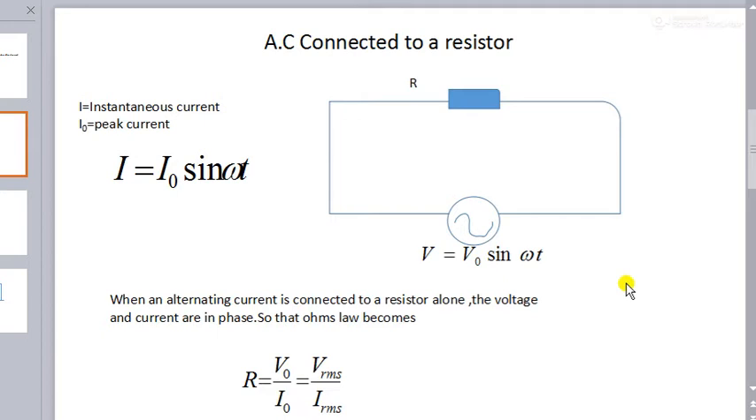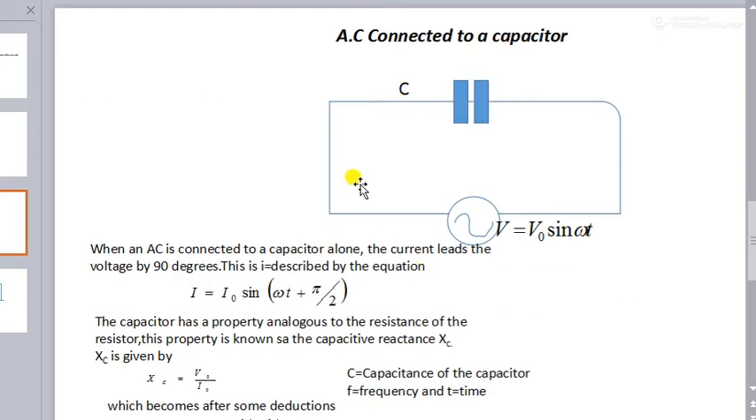So we turn now to the next one. This is when the system is connected to a capacitor. Now, when the alternating current system with the same voltage V₀ sin ωt is connected to a capacitor alone, this is the symbol for the capacitor, one plate positive, the other negative, as the case may be.